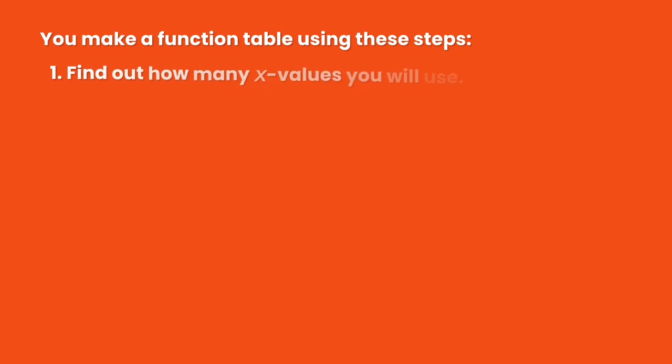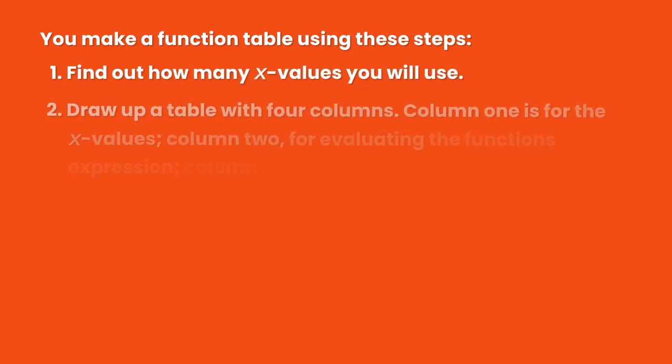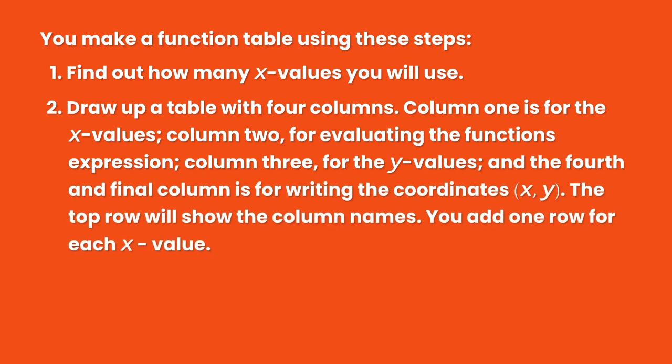You make a function table by following these steps. 1. Figure out how many x values you will use. 2. Draw up a table with 4 columns. Column 1 is for the x values, column 2 for evaluating the function's expression, column 3 for the y values, and the fourth and final column is for writing the coordinates x, y.